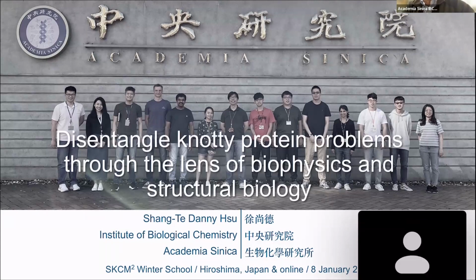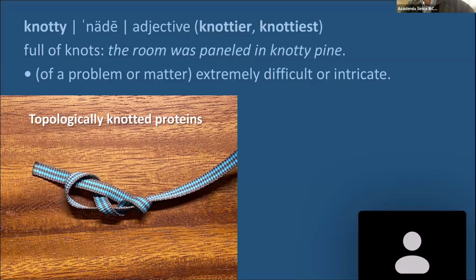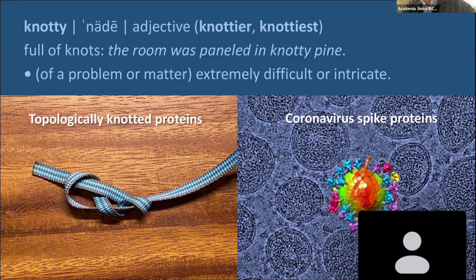And today I will give you an overview of what we are doing here in Taiwan about knotty proteins. Our lab is very interested in a family of topologically knotty proteins, and I will explain to you in the next hour or so how we define these proteins as being topologically knotted. At the same time, because of COVID, we also spend a lot of time to look at another family of knotty proteins. They are not literally knotted, but they are really a big issue.